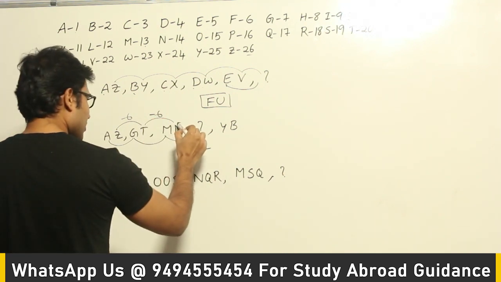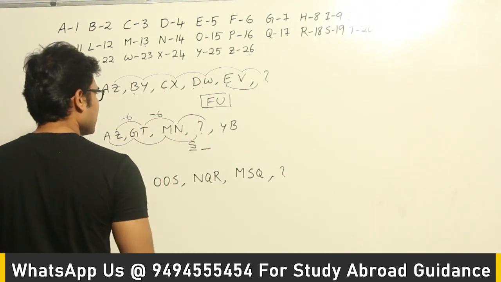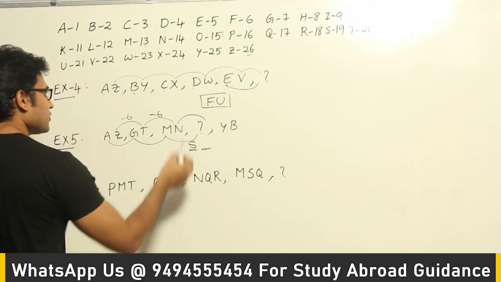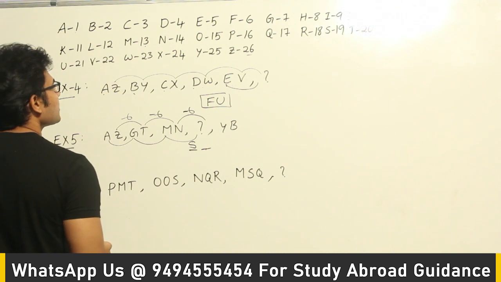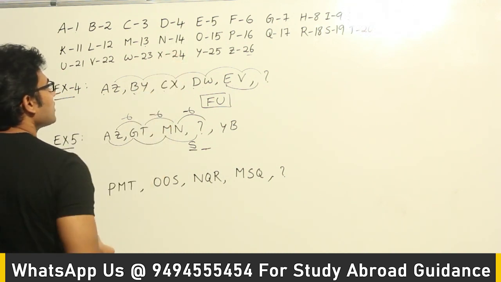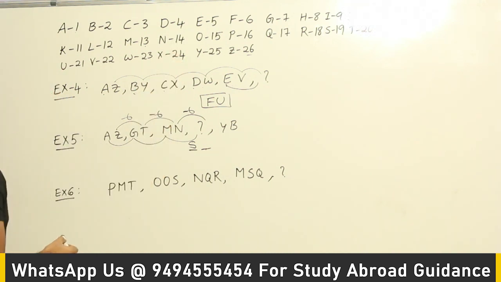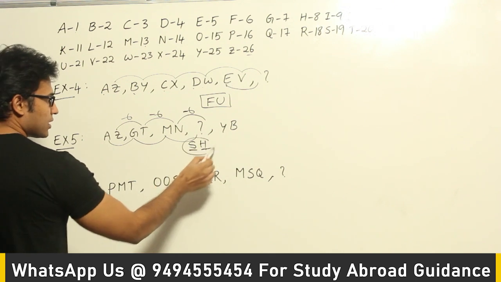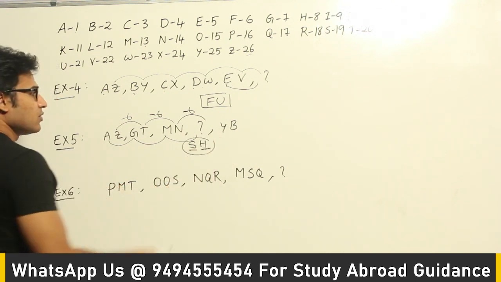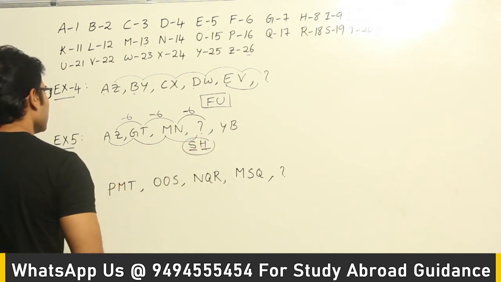Therefore, the second letter in the next pair has to again decrease by 6, right? So if you see that N is 14, if I decrease 6, it has to be 8. 8 means it is going to be H, right? So the missing one is H. If you have any doubt, you can check with the next one, right? So you can increment 6 from S and you can check it.